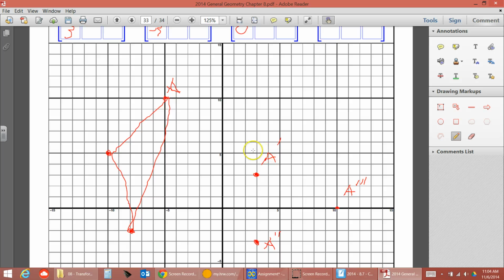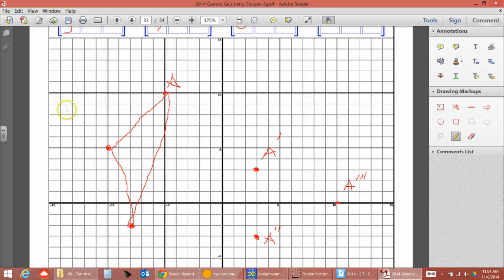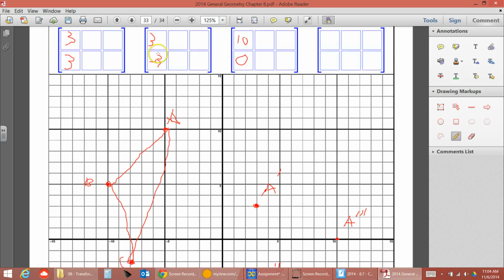Wow. Now, it doesn't make much sense because I'm only doing one point. You're going to be doing it for all of the points, A, B, and C. So here's B, and here's C. I'm just showing you how to do it for A. You're going to do it for all of them.